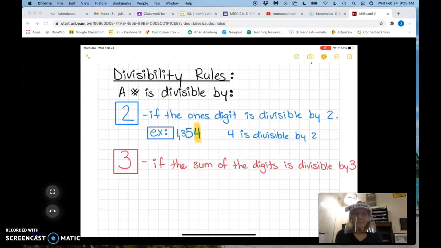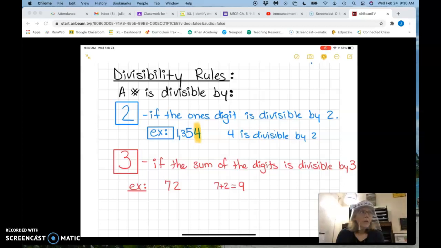All right, for the number 3, a number is divisible by 3 if the sum of the digits is divisible by 3. So let's look at what that means. My example for this one would be 72. So remember, sum of the digits. Sum means to add. So if I add 7 plus 2, I get what? 9. And can you divide 9 evenly by 3?